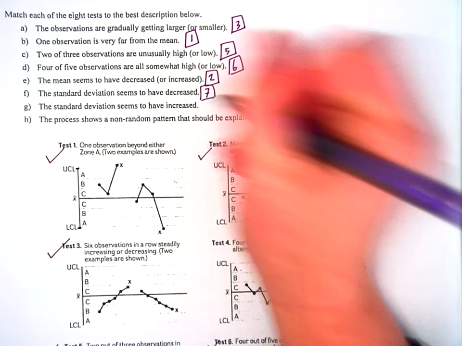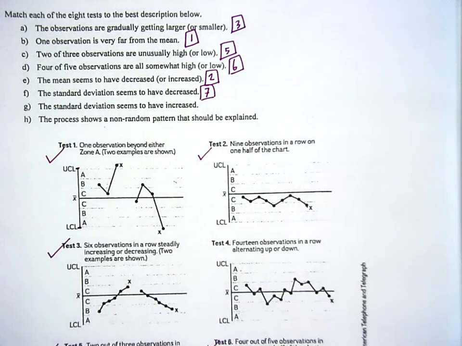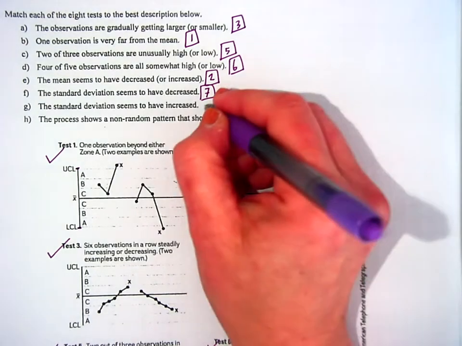All right, next is standard deviation seems to have increased. So where do we see a lot more volatility? Where do we see some erratic behavior over a period of time? So here, standard deviation seems to have increased. That would be 8.